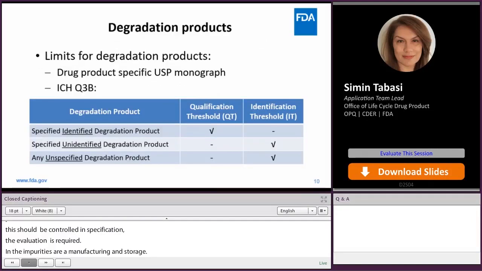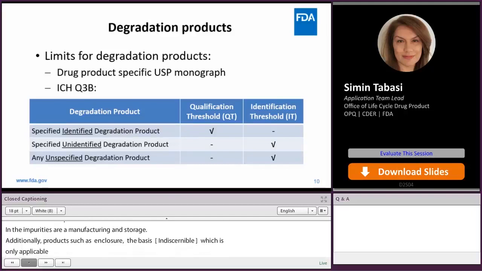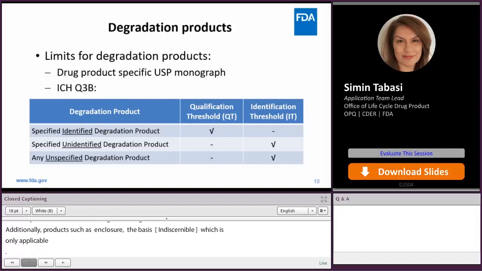The basis for setting limit is: first, drug product USP monograph recommendation, if it exists, which is only applicable to specified identified degradation products. Second, ICH Q3B recommendations, in which a specified identified degradation product should not exceed the qualification threshold. The specified unidentified degradation product should not exceed the identification threshold. Any unspecified degradation products, regardless of being identified or unidentified, should not exceed the identification threshold.